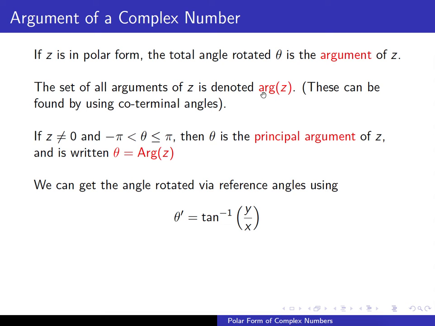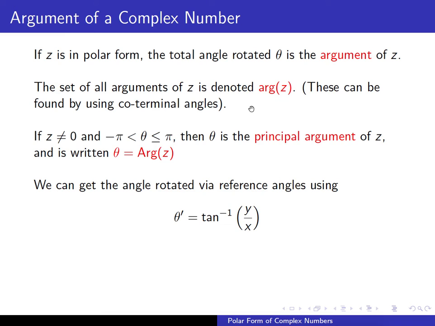And if z is not 0, and your rotation angle is greater than negative pi but less than or equal to positive pi, then theta is the principal argument of z and is written Arg z, where Arg now is capitalized. So that's the difference between lowercase and uppercase. Uppercase is specific to this interval, greater than negative pi but less than or equal to pi, whereas lowercase is a set where we can use coterminal angles to get the values. Kind of similar to how we used plus 360k or 2 pi k with sine and cosine when solving trig equations.